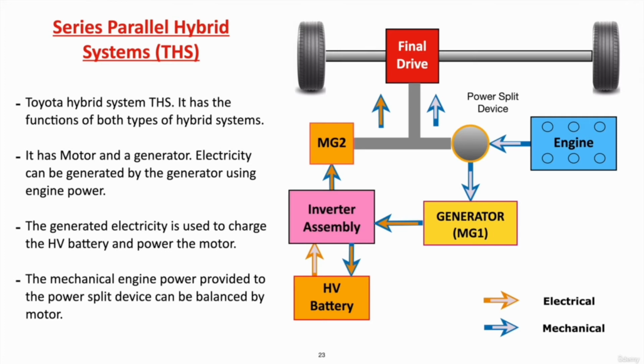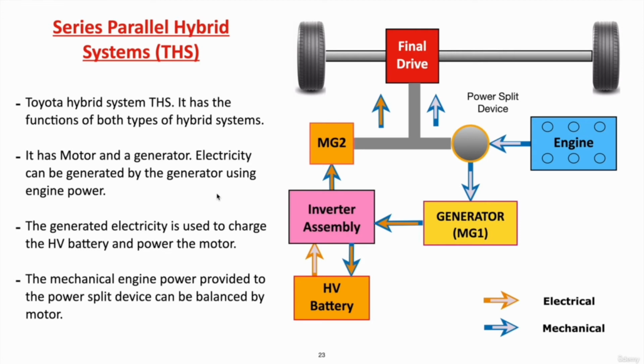So this system is made and designed by the Toyota car manufacturers, and it is used by many leading hybrid car manufacturers. It has the function of both types of hybrid systems, series hybrid and parallel hybrid. So it is a combination of both hybrid systems. It has a motor and a generator.